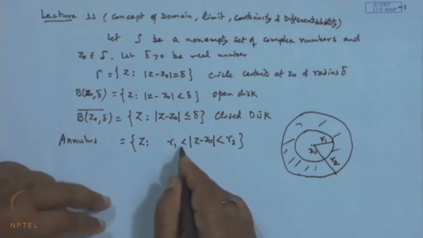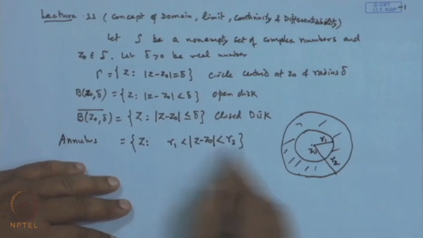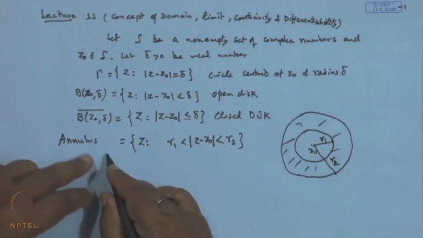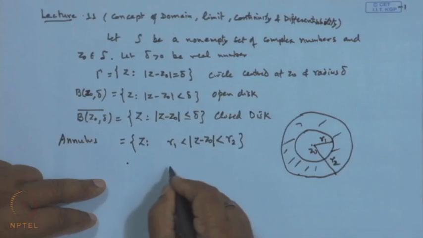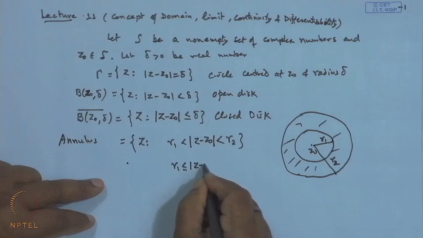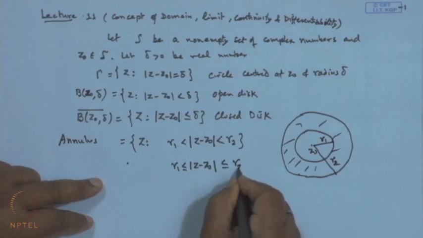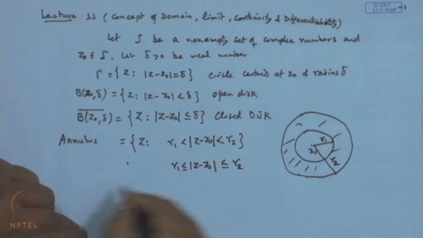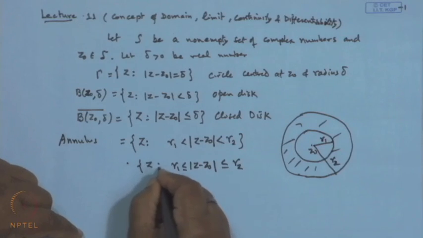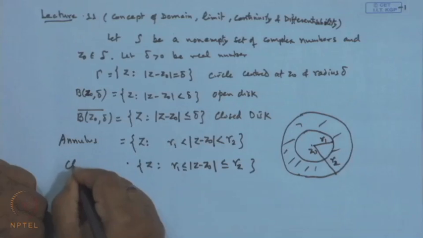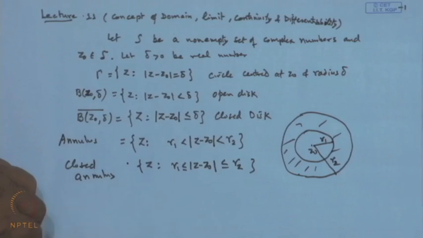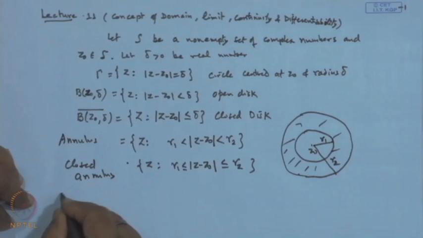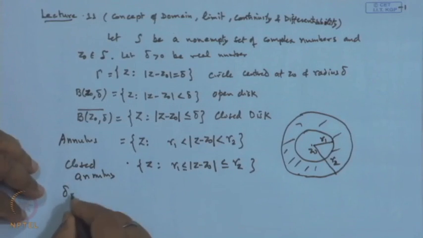And if these are open, meaning the boundary is not enclosed, then we call it an open annulus. Otherwise, when the boundary is there, R 1 less than or equal to mod Z minus Z naught less than or equal to R 2, then this will be called a closed annulus.